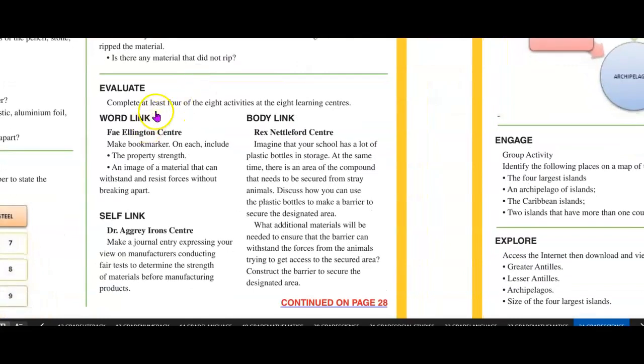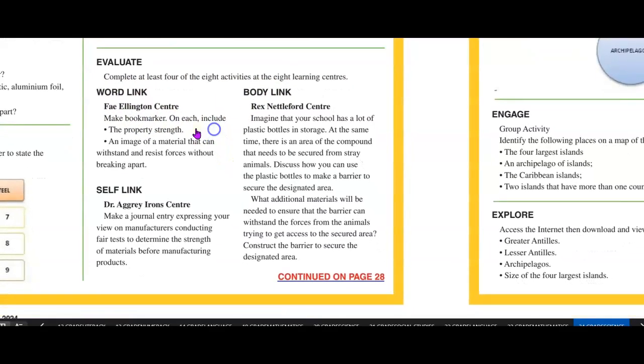Evaluate. Complete at least 4 of the 8 activities at the learning centers. Word link from the Faye Ellington Center. Make a bookmarker on each. Include the property, strength, and an image of a material that can withstand and resist forces without breaking apart.